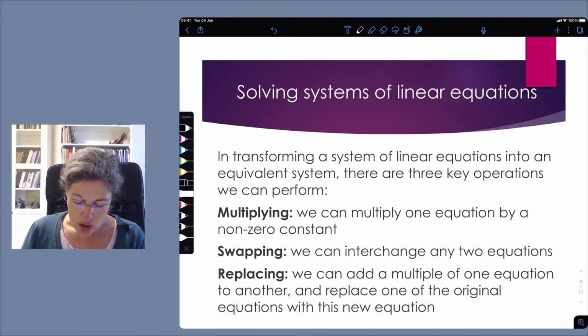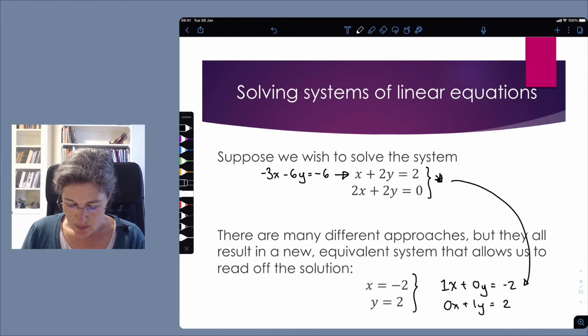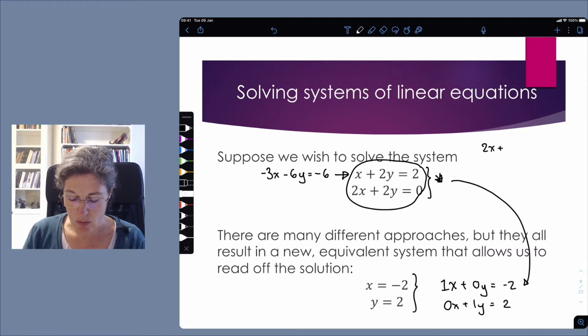We can also interchange any 2 equations, right? It doesn't matter which way around I write these 2 equations. I can write them like this, or I could say I want to solve 2x plus 2y equals 0 and x plus 2y is equal to 2, and I'm still going to get the same answer. It really doesn't matter which way I write them.